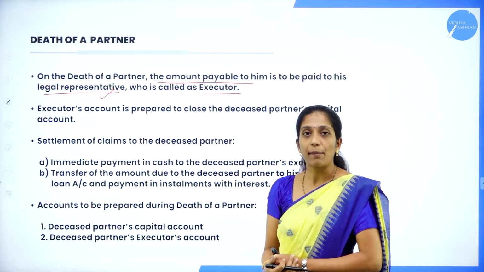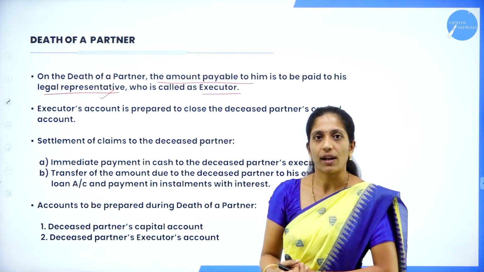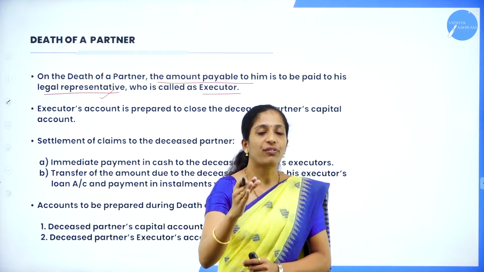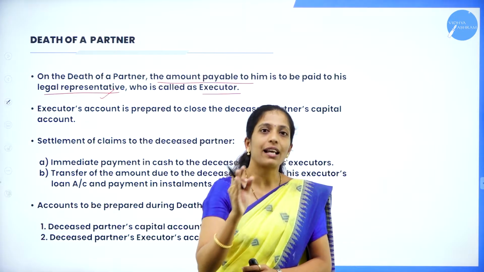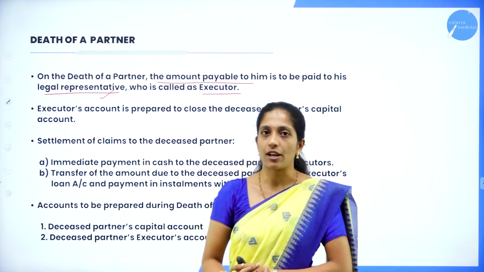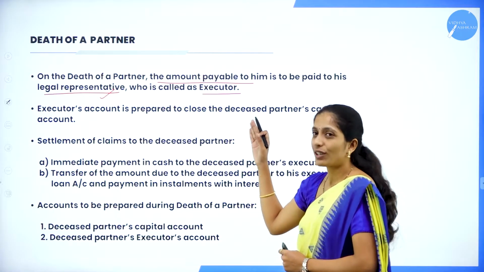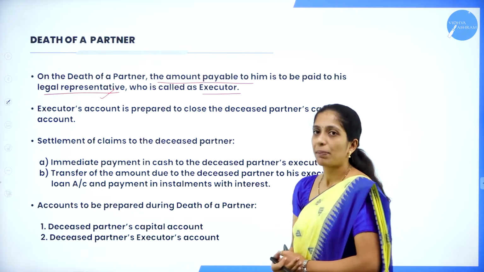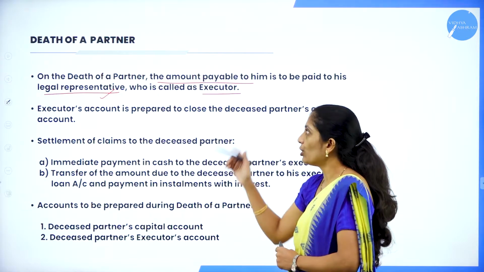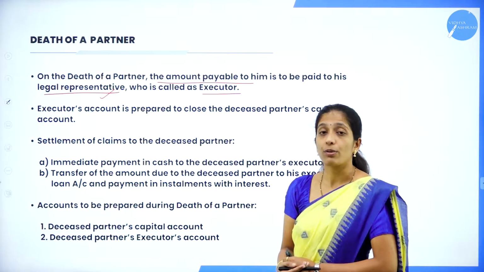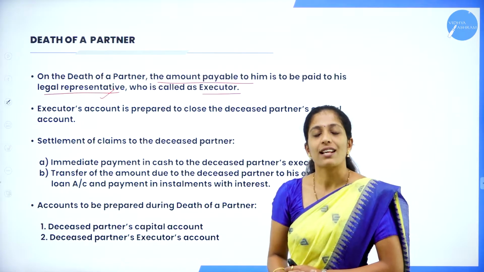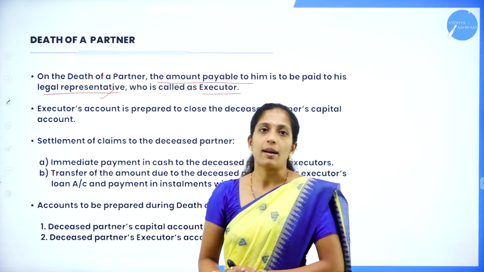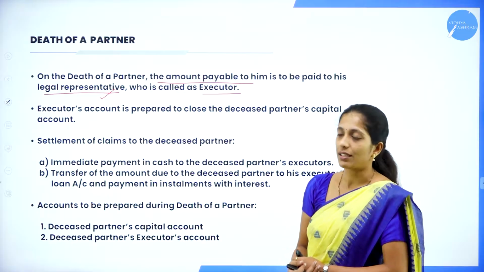In case of retirement of a partner, whatever amount is payable to him will be transferred to his loan account, or it can be paid immediately in cash. But here it cannot be paid to the deceased partner because he has already died. In such cases, the amount will be payable to the legal representative, who is called an executor. Or you might get a question: who is an executor? Executor is a legal representative of a deceased partner.